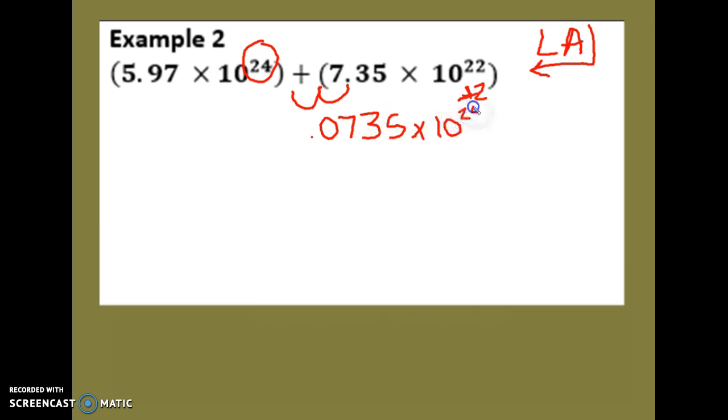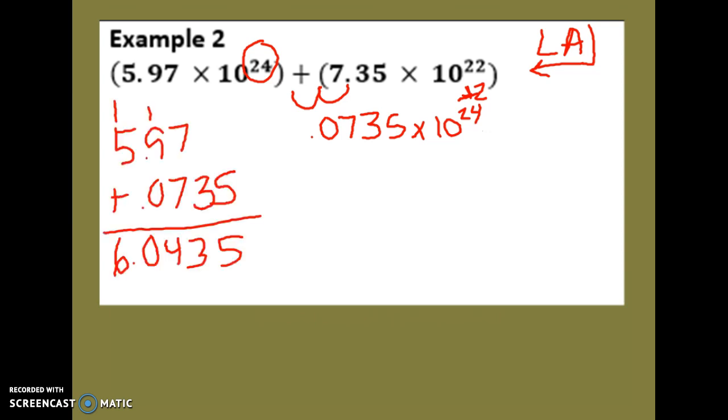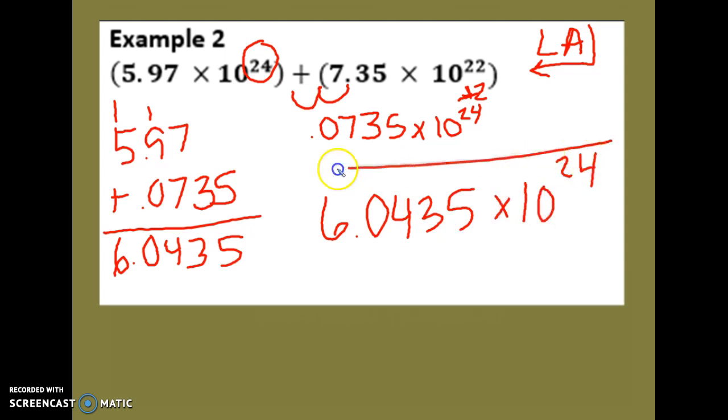So even though this is no longer in scientific notation, we've taken it out. We have a common exponent so that we can add. So now we're going to go ahead and add our two factors together. I went ahead and added the two numbers together, and that gave me an answer of 6.0435. My exponent was times 10 to the 24th power. This is written in scientific notation, so now I know I'm finished.